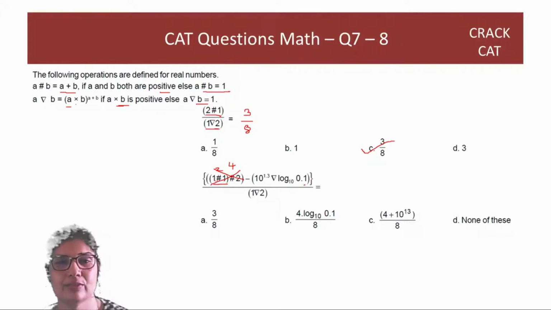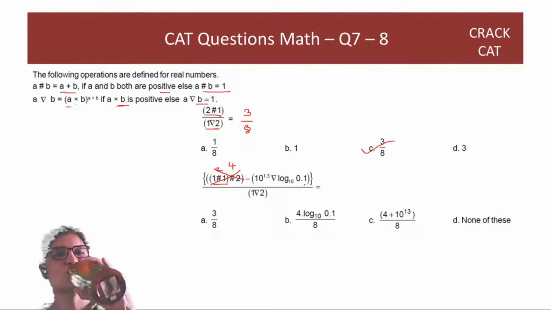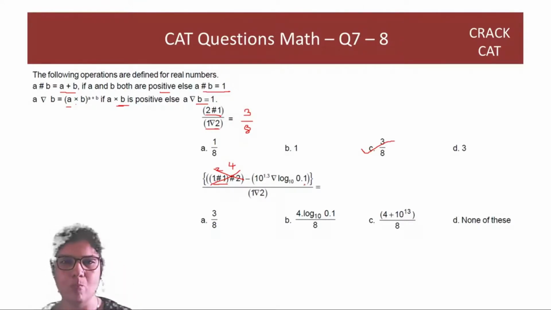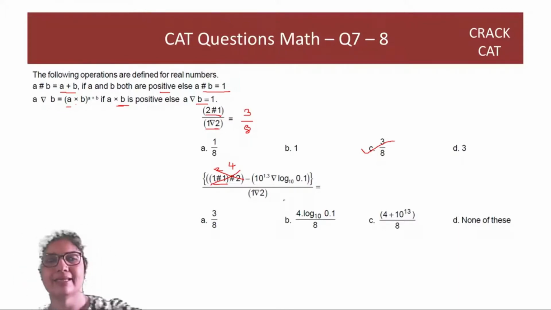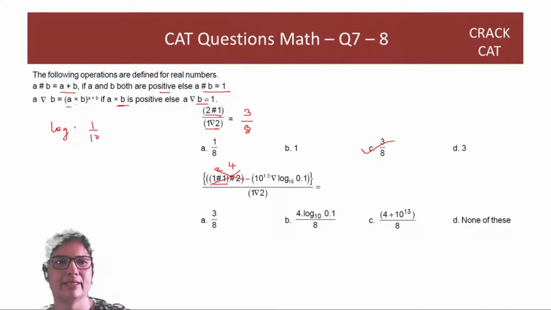Now coming back to this, log of 0.1 to the base 10. What is that? Log of 0.1 to the base 10, guys, is -1. This is basically log of 1 by 10 to the base 10, right? That is 0.1. And what is 1 by 10? It is 10 raised to -1. So its answer will be -1.